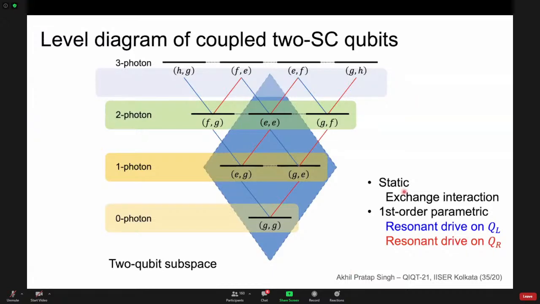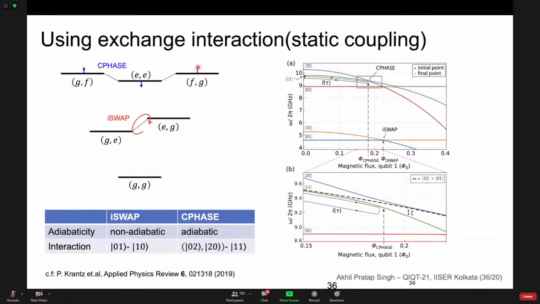There are numerous ways you can implement two-qubit gates in superconducting qubits, but the main ones are static, where you use the energy interaction, and the second is parametric drive. I will tell you briefly about it. So using exchange interaction is this static coupling. Don't get too tensed about so many lines and these diagrams.